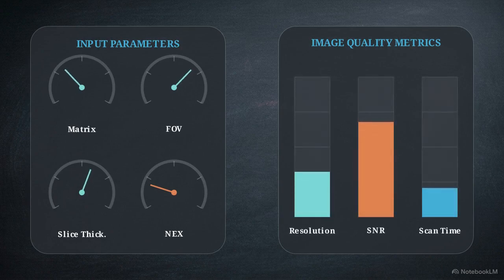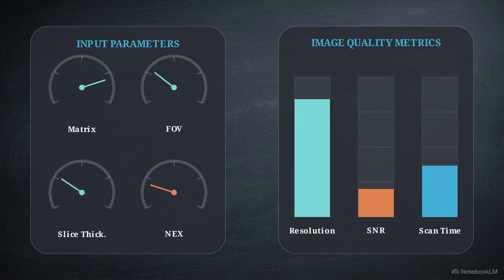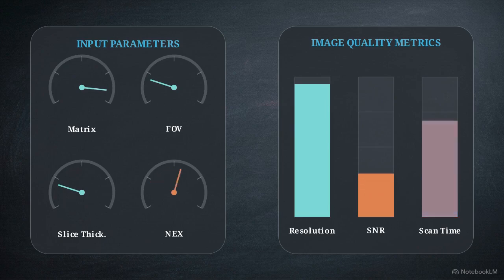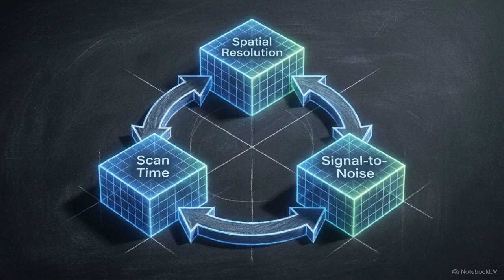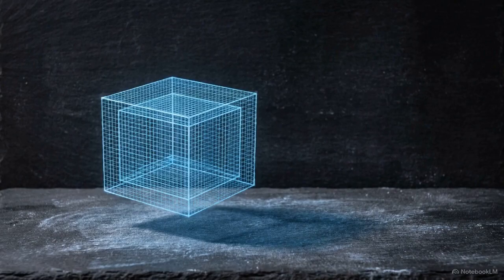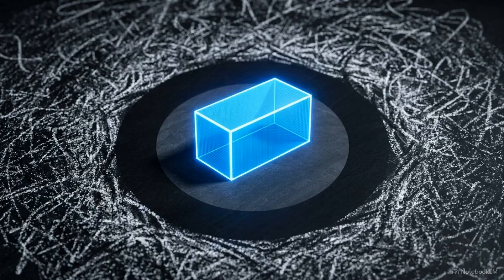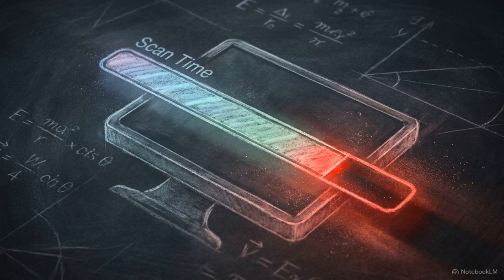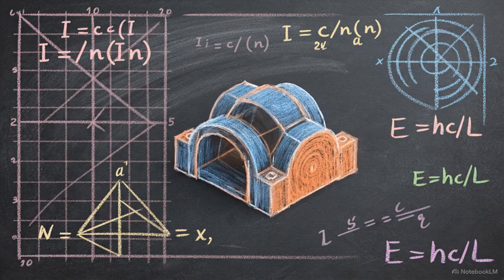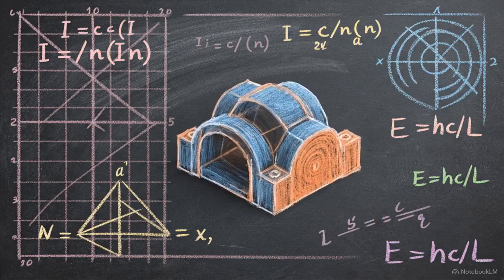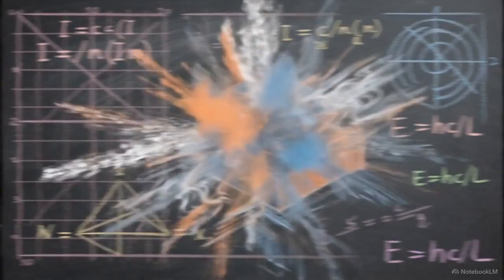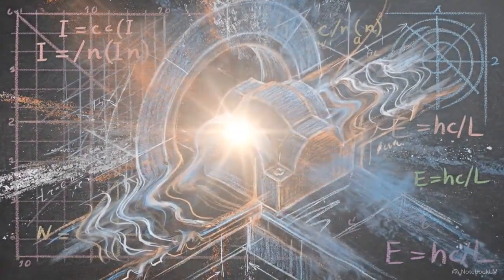Increasing matrix, decreasing field of view, and using thinner slices maximizes resolution, but plummets the signal-to-noise ratio. Increasing NEX recovers that signal, but scan time shoots into the red. It is an inescapable logic loop. High resolution requires tiny voxels. Tiny voxels starve the signal. Recovering signal requires NEX, and NEX demands time. Pushing scan time to its limits introduces patient motion artifact. A slight physical movement will destroy the spatial resolution you just sacrificed everything to gain.